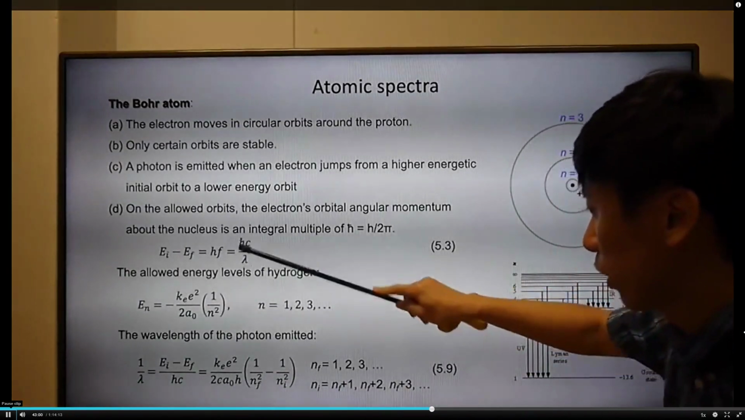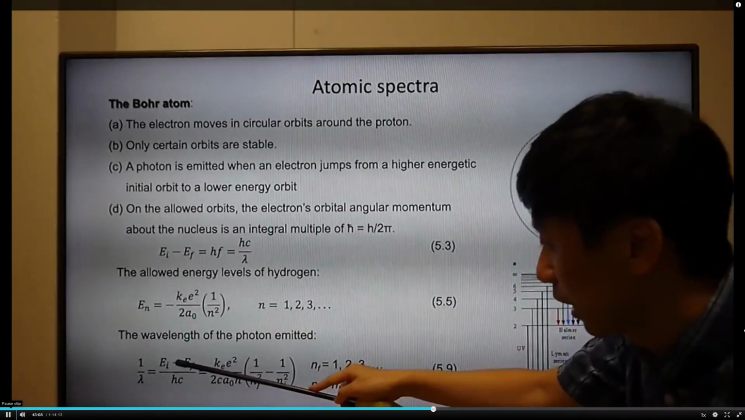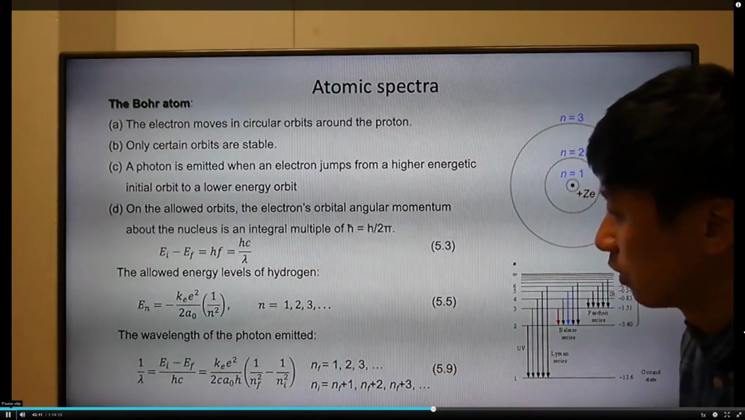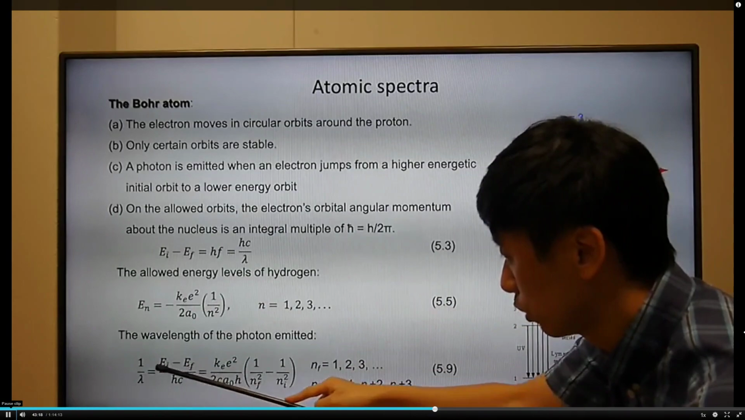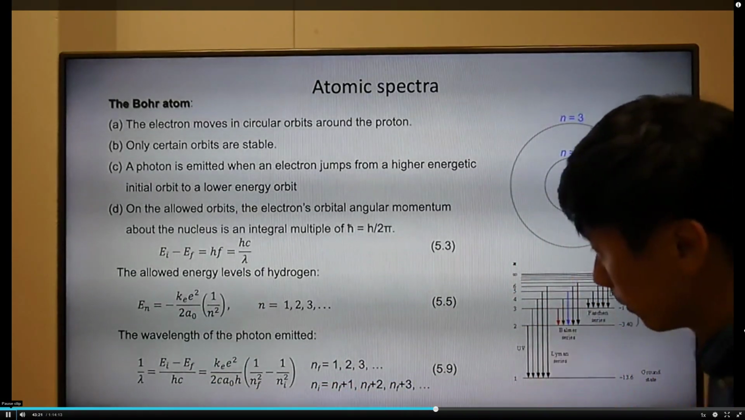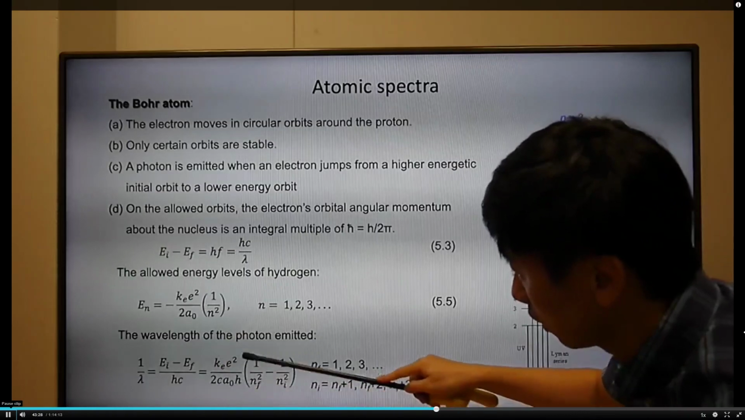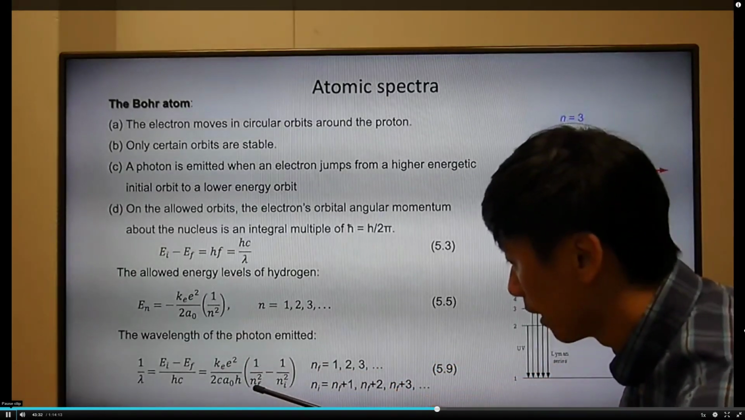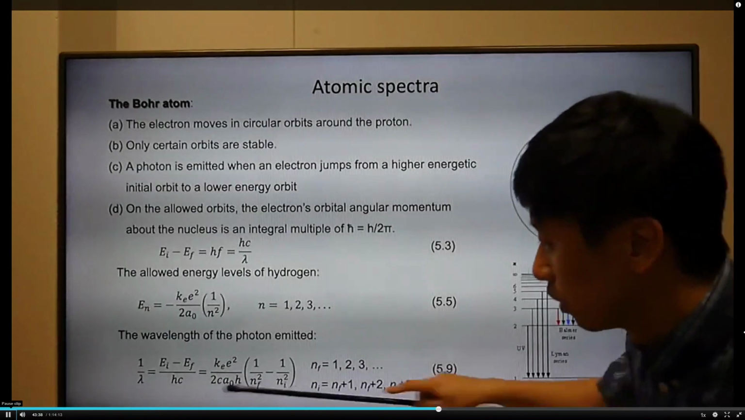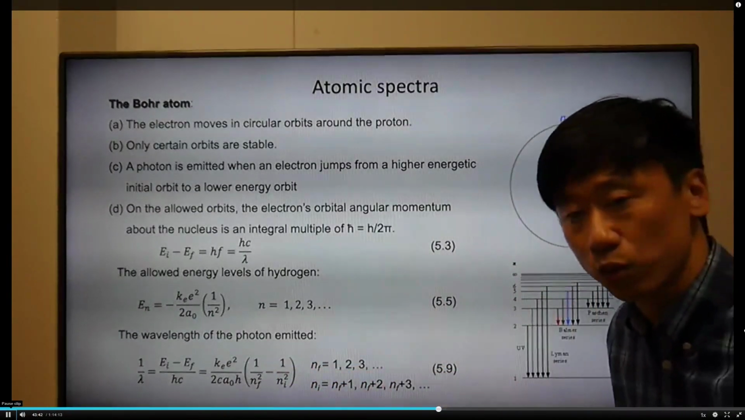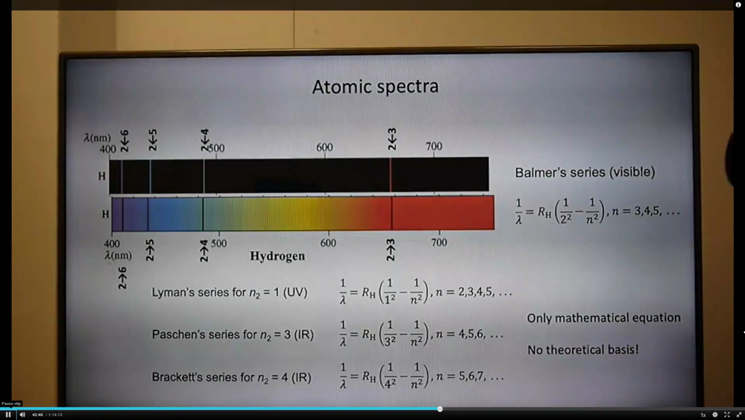Okay, from these two equations, we can define the wavelength of the photon: 1 over lambda equals delta E over hc. Then you can apply these equations of the energy of the electron to these two terms. Then you can have 1 over lambda equals a constant times (1 over nf squared minus 1 over ni squared). This equation is a general form of the previous mathematical definition for the spectrum of hydrogen.